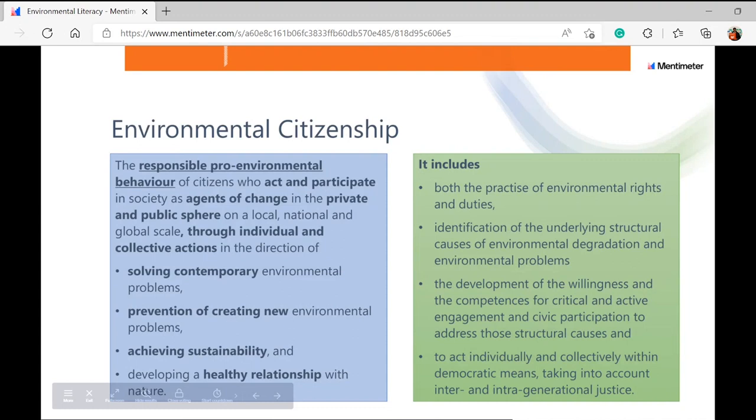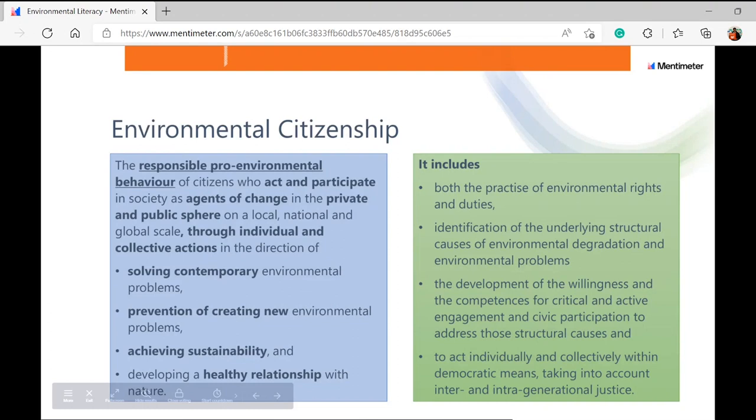You can look at it from that perspective because it's about going out and solving problems which are there in front of us as a society. And then between public sphere and individual actions, we are talking about addressing structural causes, which is part of governance, corporate or market systems and things like that, and achieving critical and active engagement of civic participation, getting everybody involved.